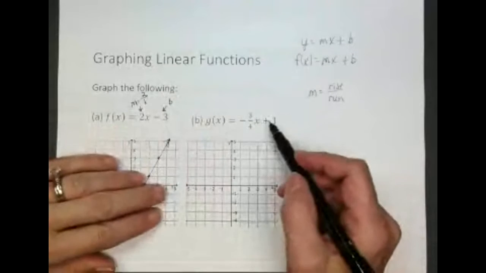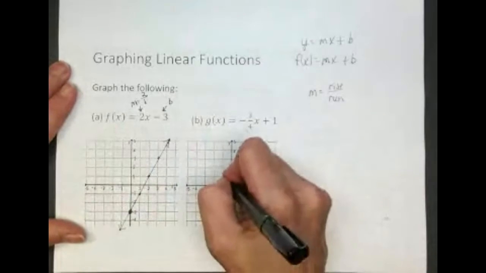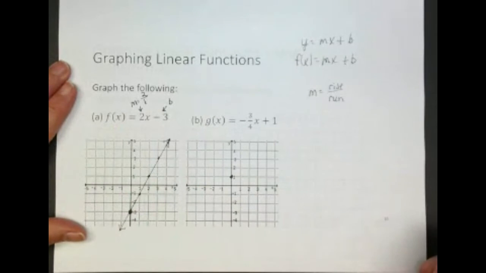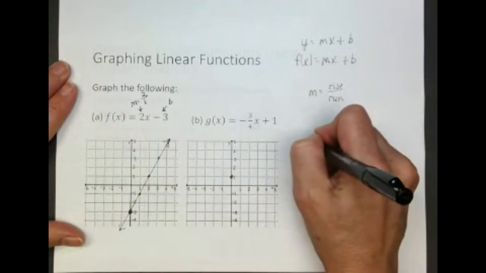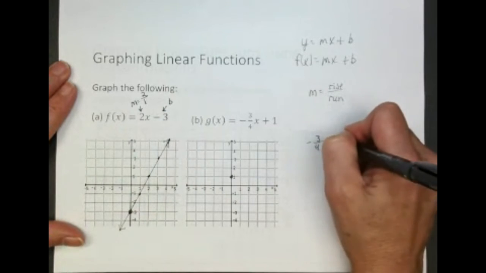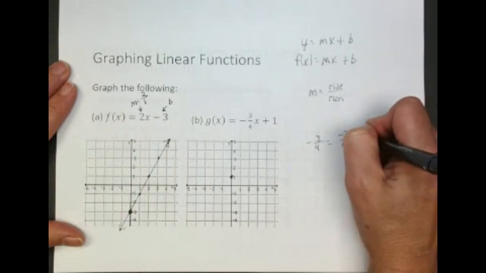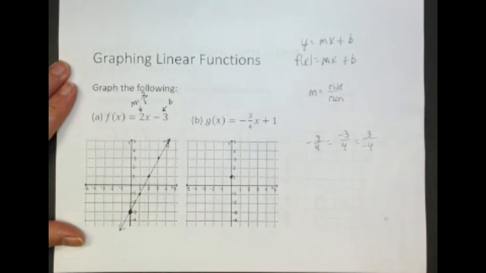Try it one more time. The y-intercept here is 1. So there's 1 point that's on that line. The slope is negative 3/4. Now negative 3/4 can be thought of as negative 3 over 4 or 3 over negative 4. It really does not matter.